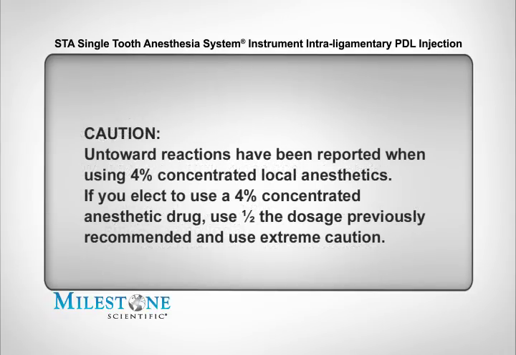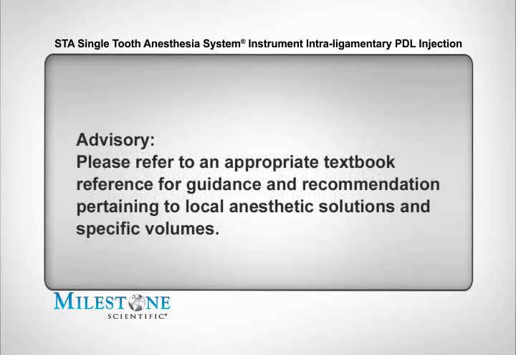Untoward reactions have been reported when using 4% concentrated local anesthetics. If you elect to use a 4% concentrated local anesthetic drug, such as 4% articaine HCl, use 1/2 the dosage previously suggested and use caution when using these medications. Please refer to an appropriate textbook reference source for guidance and recommendation pertaining to local anesthetic solutions and specific volumes.